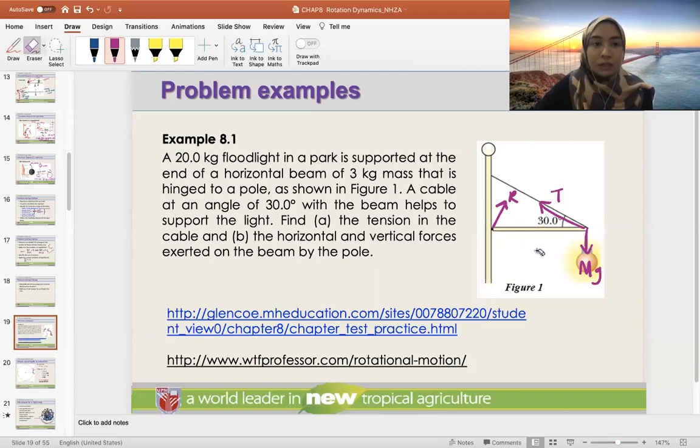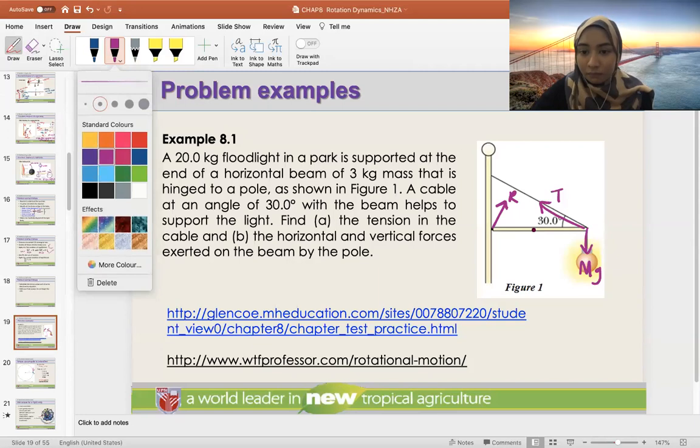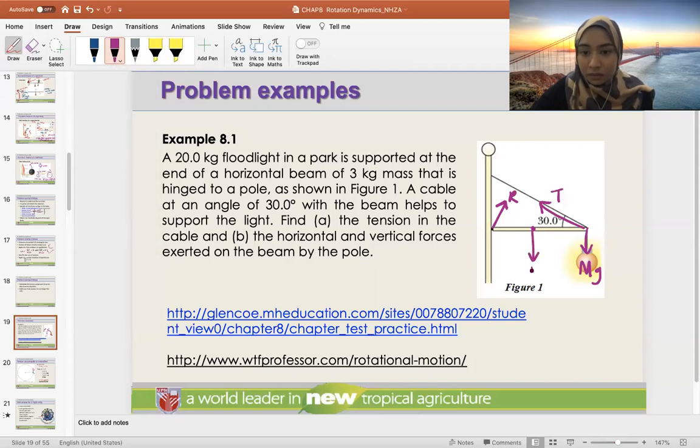Okay, so mg is perpendicular. Okay, so this is mg, tension, reaction, and your axis of rotation is here. So that is your free body diagram. Am I missing anything? Do we have friction? No, we don't have friction. What else? Okay, that's it.